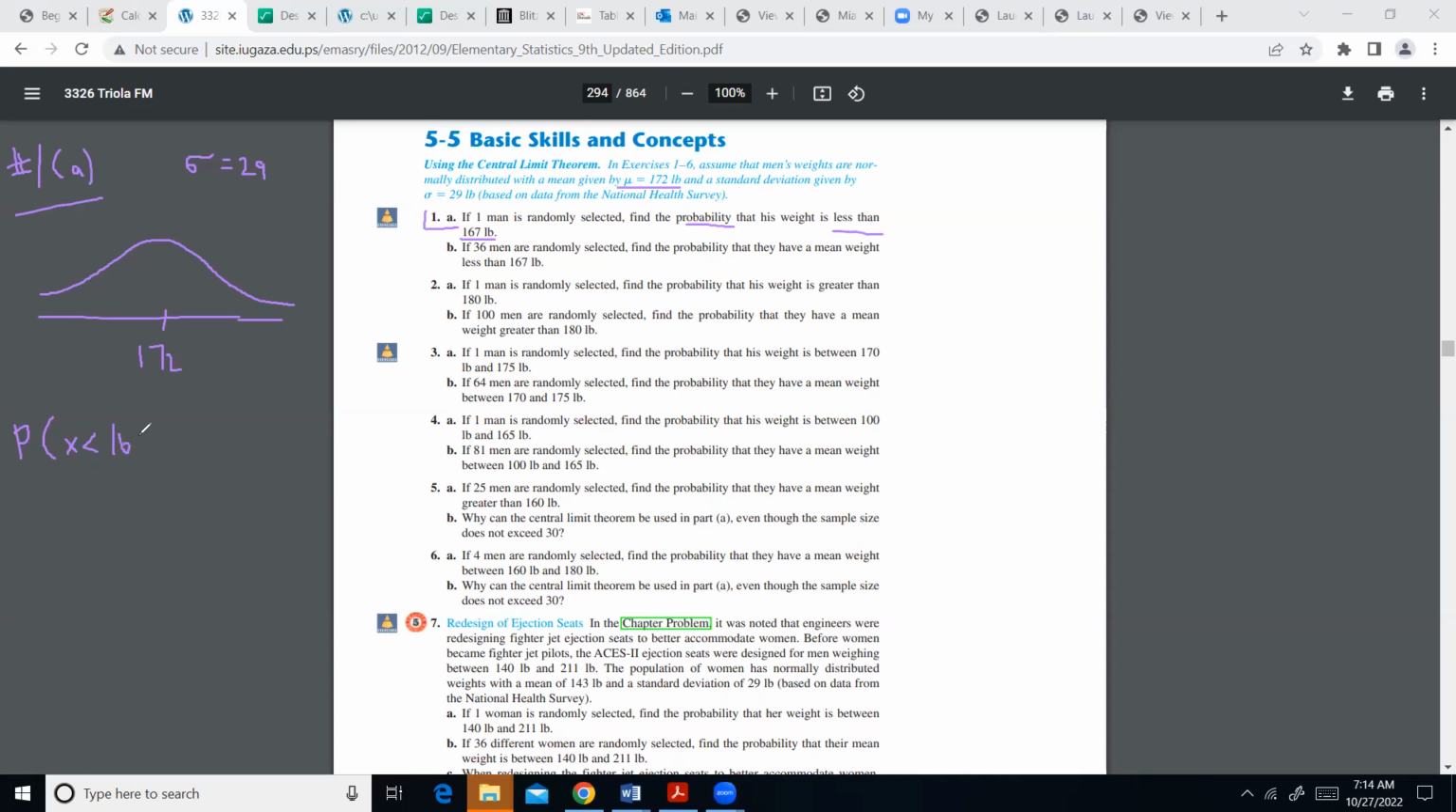Yes, we used to have Z in the beginning of this chapter, but that's for a special case when mean is 0. But here the mean is 172. So definitely this is not the case. So we use X. From now on, we'll always use X. So 167 is smaller than 172. So the area I need is to the left.